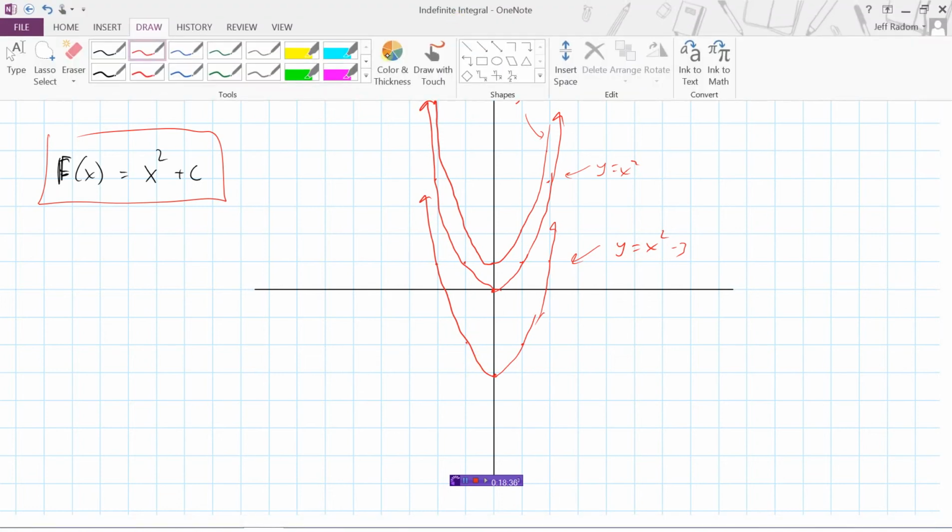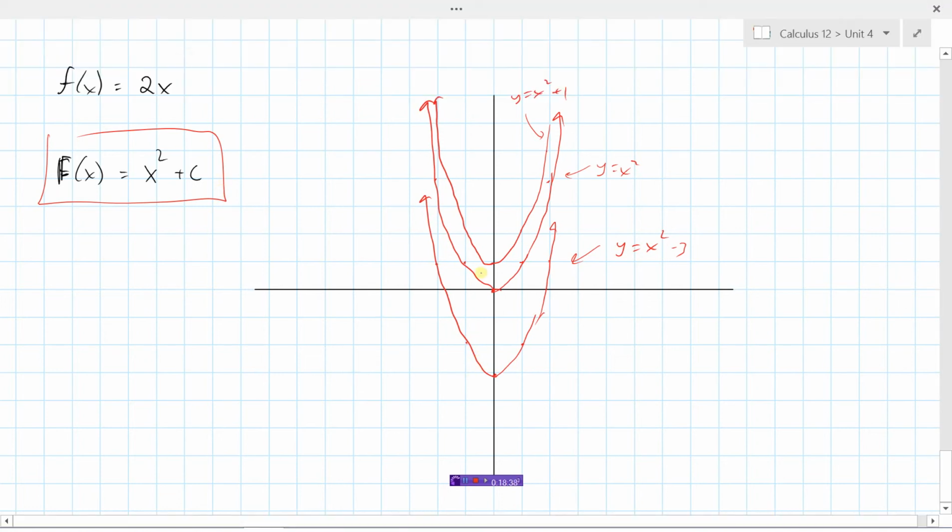Yet, at any given point, say when x is 1, the slopes of the tangent lines at each of these places is going to be identical, because the derivative of this function is always 2x. So remember, this here is now representing our slope. So here's our original function, x squared plus c. We integrated to find that.